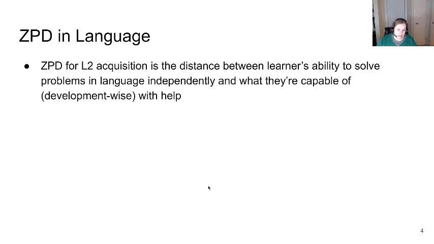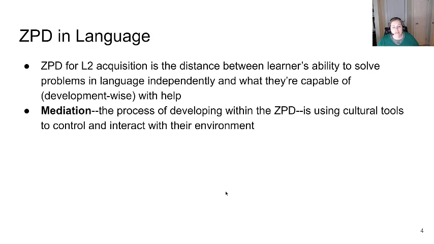Now, in language in particular, the zone of proximal development is specifically the distance between your ability to solve problems in language independently, so use it for functions, and what you're capable of development-wise with help. So it's that space, those things that you can do if someone's guiding you. Something called mediation, which is a construct in this particular theory, is the process of developing within the zone of proximal development, the ZPD.